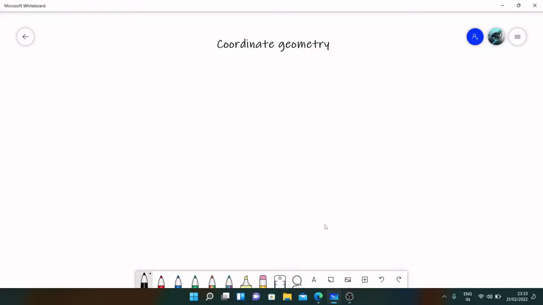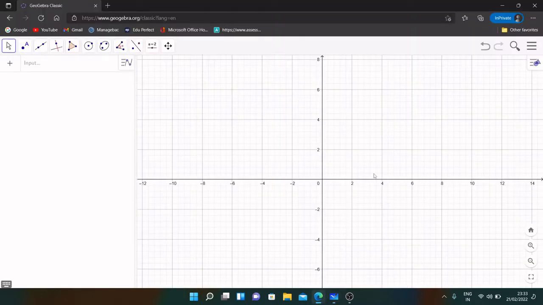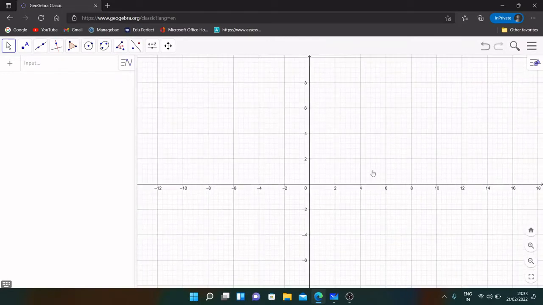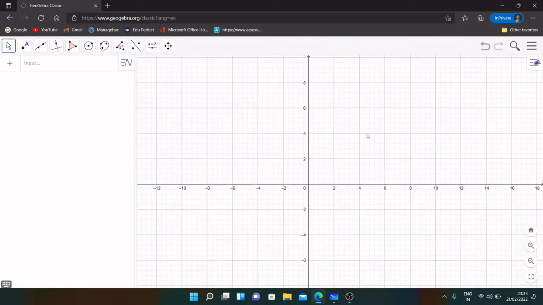We'll be starting with a new concept, and that is known as coordinate geometry. In coordinate geometry, we'll be working on a plane, a 2D plane. For a better understanding, let us go to our website. This is the 2D plane I'm talking about. A coordinate plane is just a paper with values, you can say.